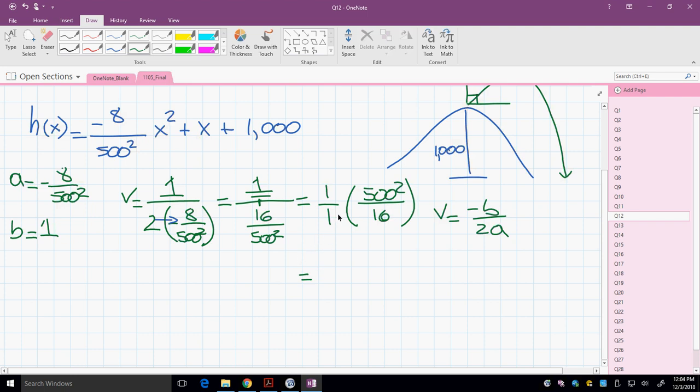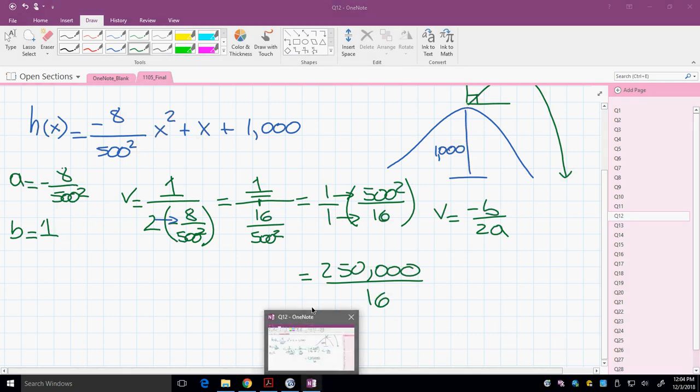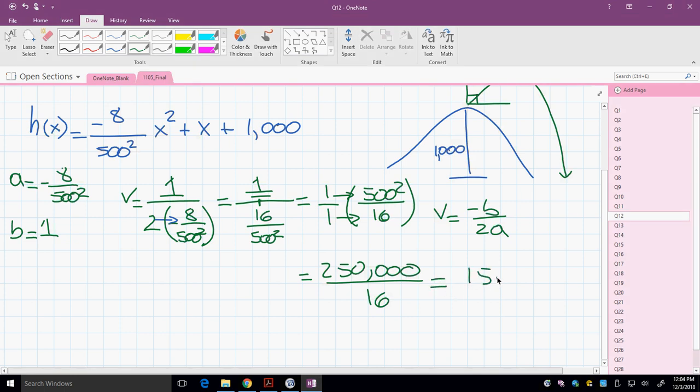Anything multiplied by 1 is going to give you the same thing, so we don't worry about that 1 anymore. So we're going to have 250,000 over 16, and when we divide that, we're going to get 15,625. That's the maximum point of the projectile.